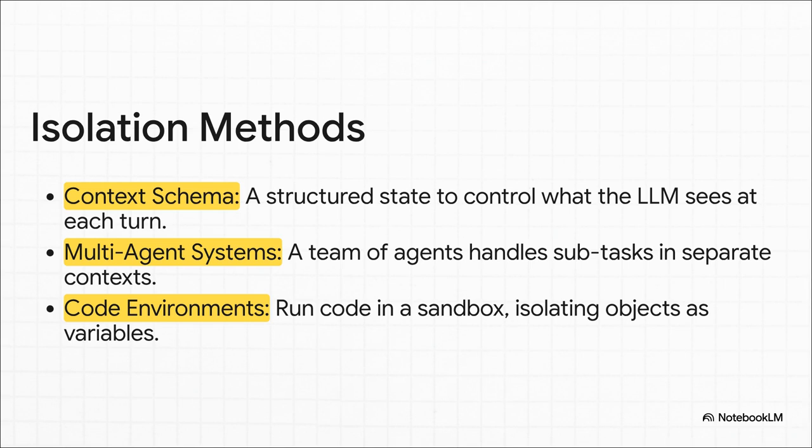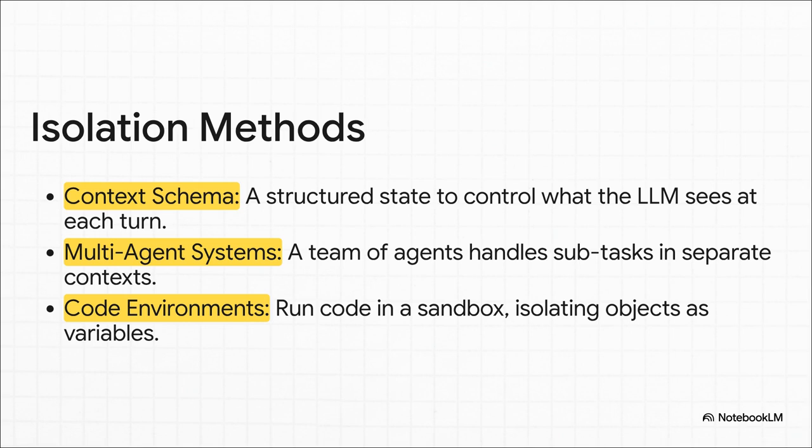Instead of a messy chat history, you give the AI a structured form so it knows exactly where to look for, say, the user's instructions versus the files it has open. A more advanced move is to run code in a totally separate sandbox environment. That way, a really complex thing like an image file can just be stored as a simple variable name, which keeps the main context window super clean.